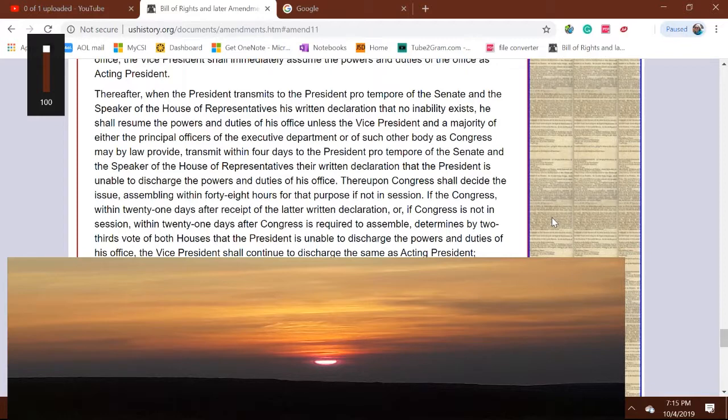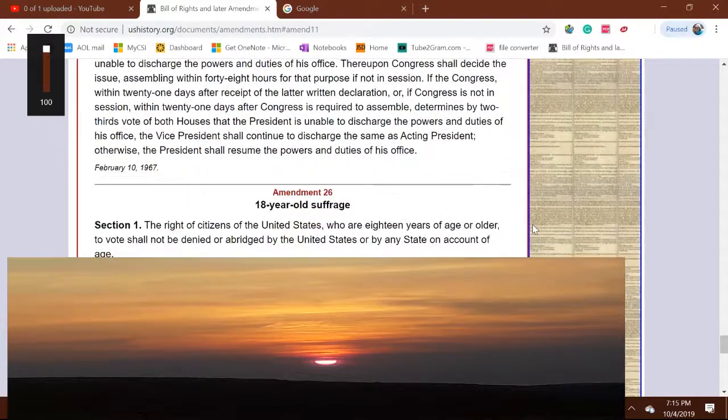Thereupon, Congress shall decide the issue, assembling within 48 hours for that purpose if not in session. If Congress, within 21 days after receipt of the latter written declaration, or if Congress is not in session within 21 days after Congress is required to assemble, determines by two-thirds vote of both houses that the president is unable to discharge the powers and duties of his office, the president shall continue to discharge the same as acting president. Otherwise, the president shall resume the powers and duties of his office.